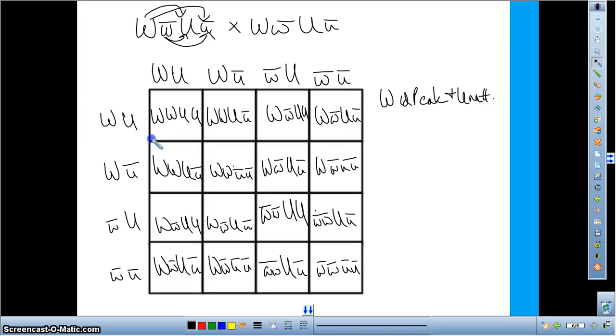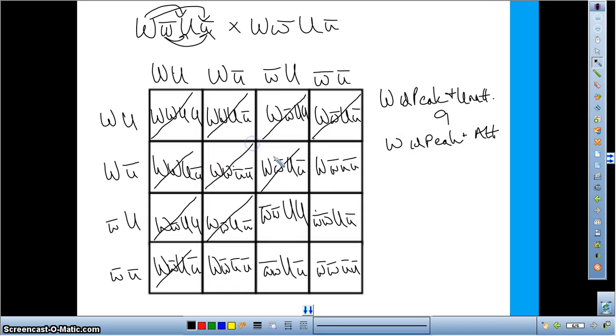So if you watch the pattern, there's one here, 2, 3, 4, 5, 6, 7, 8, 9. 9 that have at least one W and one capital U. Another possibility is going to be a widow's peak and attached. So we're going to be looking for one W and two little U's.